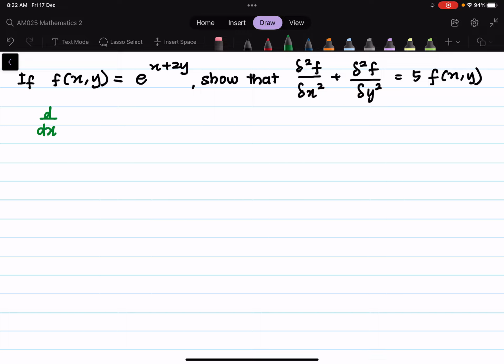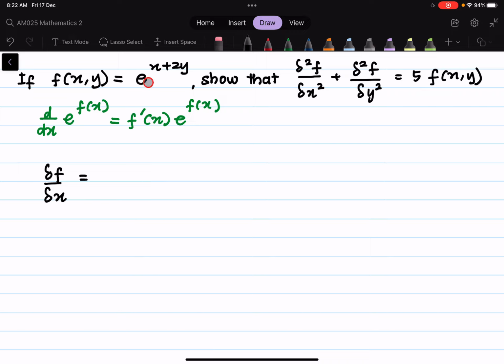To differentiate e to the power f(x), we need to differentiate f, then multiply with e to the power f(x), copying down e to the power f(x). So let us find the first partial derivative with respect to x first.